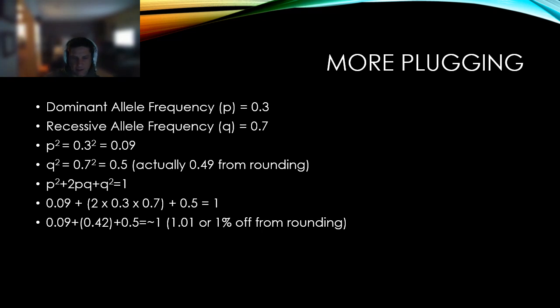And the middle bracket comes out to 0.42. And we have 0.09 on one side and 0.49, 0.5 in the last slot. And so the answer comes out to 1, roughly 1, because of the rounding of the square root of 0.5, I should say. All right.